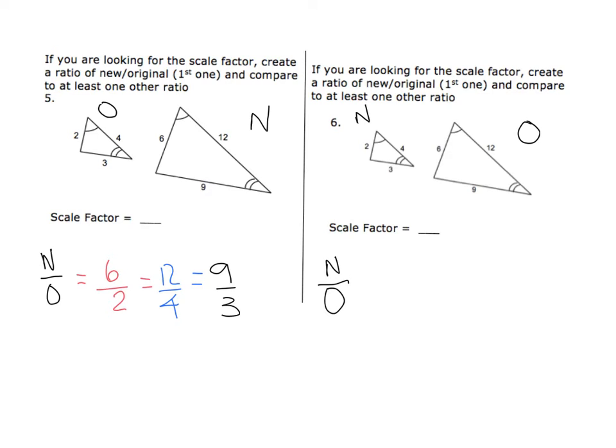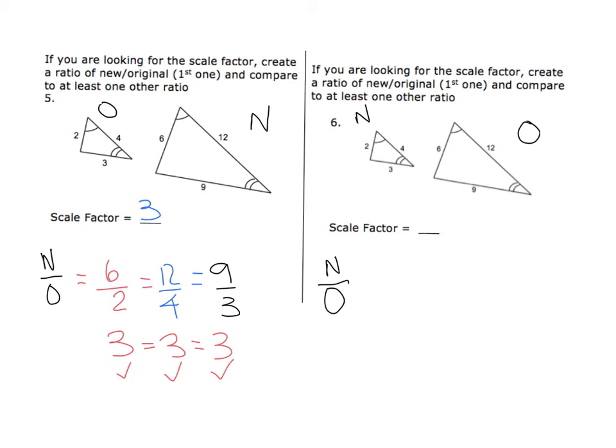Okay, if one of them does not work out, then these two triangles are in fact not similar. 6 divided by 2 gives me 3. 12 divided by 4 gives me 3. 9 divided by 3 gives me 3. Check, check, check. All 3 values are the same. All 3 answers are the same. So, therefore, these 2 triangles are similar because their sides are proportional, and the scale factor is 3.